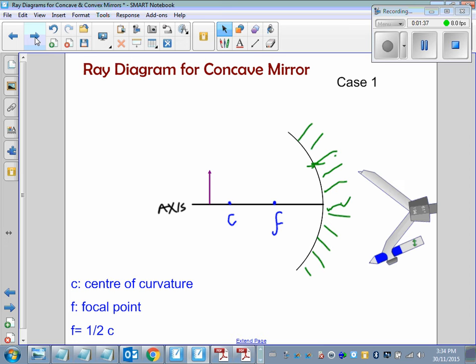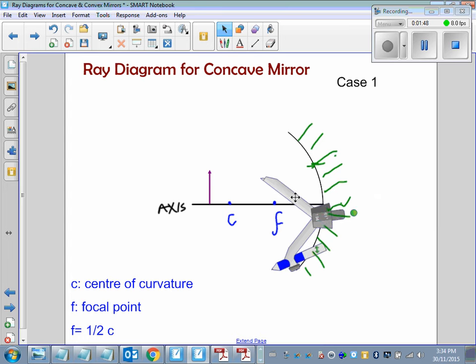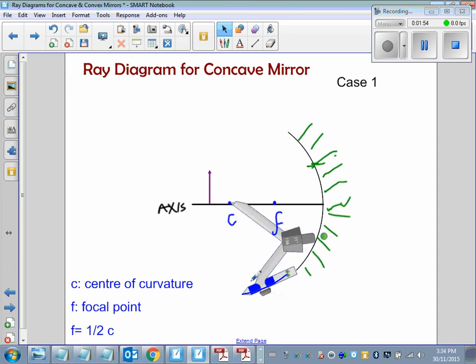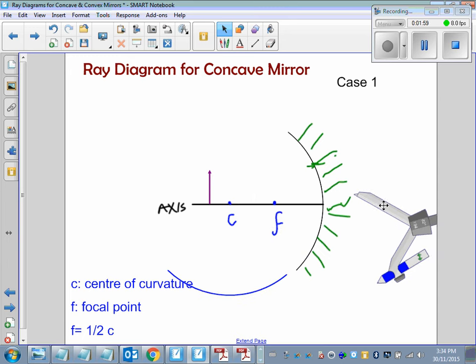Now, what is the center of curvature? Well, the center of curvature is defined by how curvy the mirror is, and it's basically just the middle point of that circle. So if we were to get the protractor and continue it along, it would be the middle point of our circle. So that's the center of curvature. The focal point is actually halfway between the center of curvature and the mirror. So now that we're familiar with both of those points, let's start drawing the ray diagram.